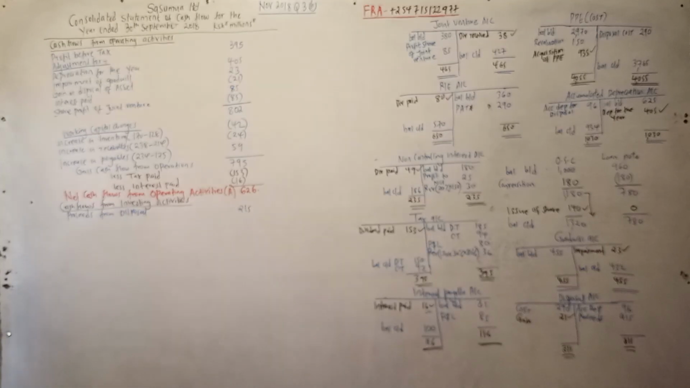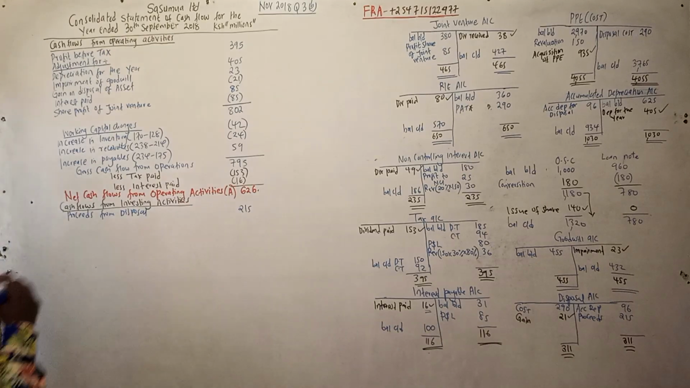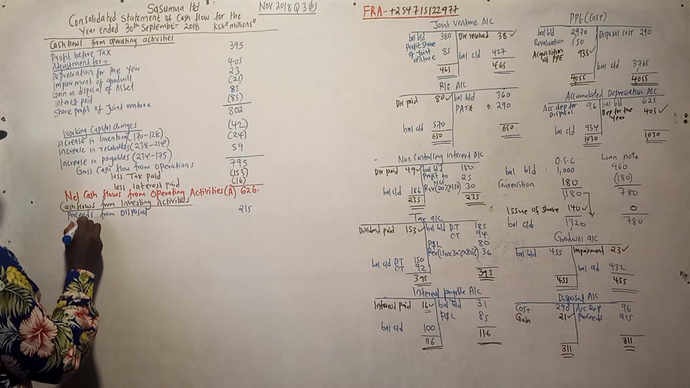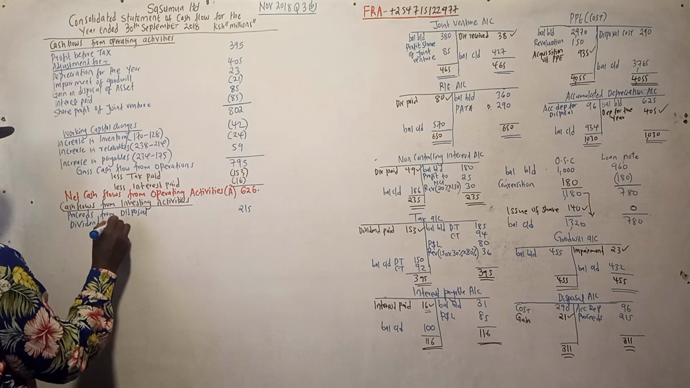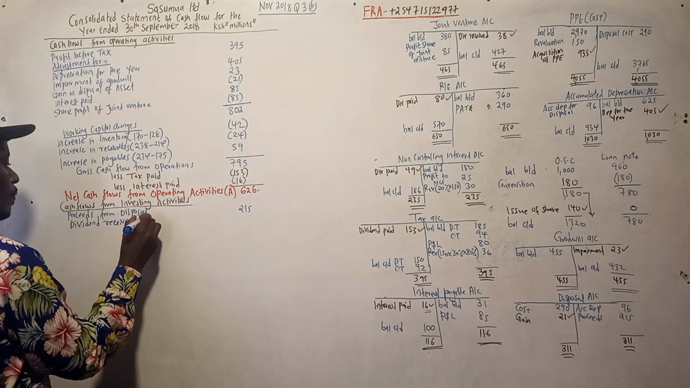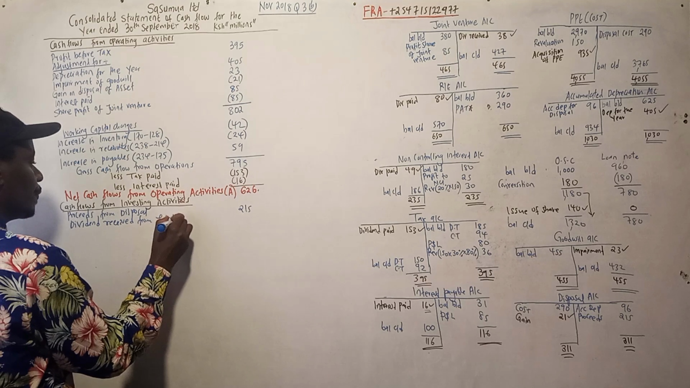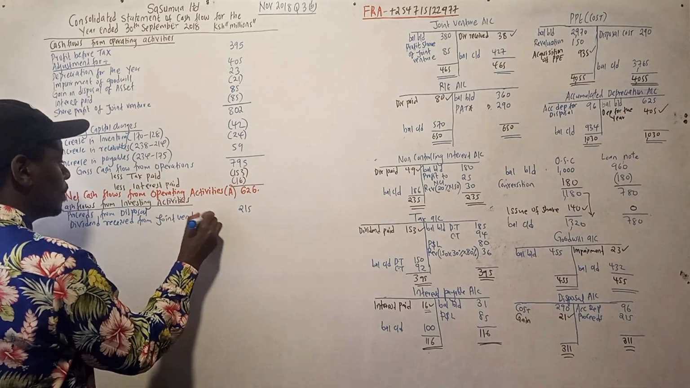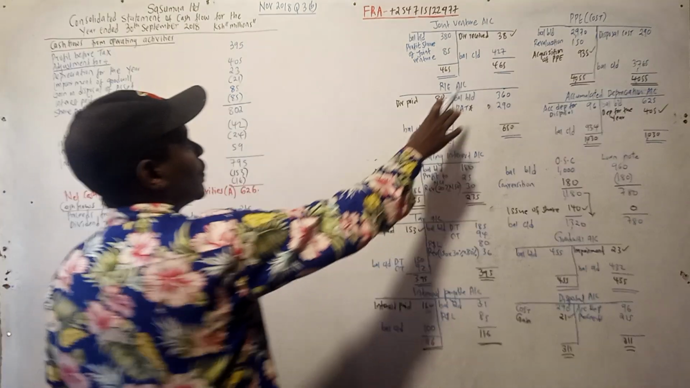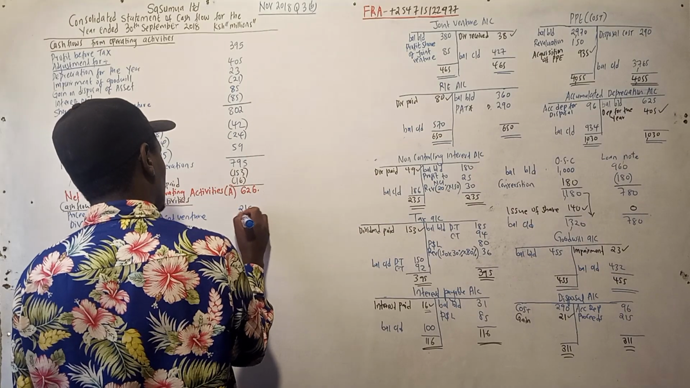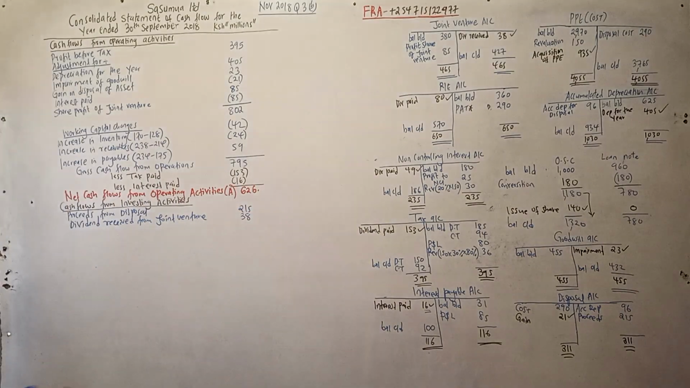Then you have dividend received from joint venture. Now our joint venture, we have it here. Dividend received is 38. That is money in. Then we have the acquisition of PPE.